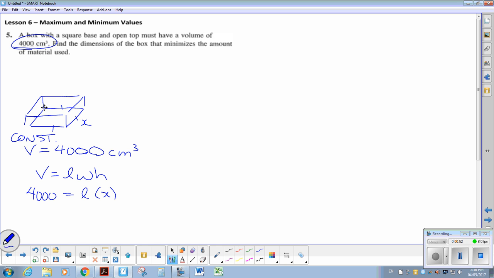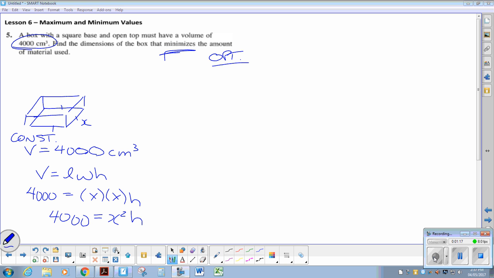Oh, sorry, wrong order. Say length and width are both X. And the height I don't know because I haven't read the rest of the question, so let's leave it as 4,000 equals X squared H. Find the dimensions of the box that minimizes, so there's my optimization equation, the amount of material used, so that's surface area. So I am optimizing surface area here.